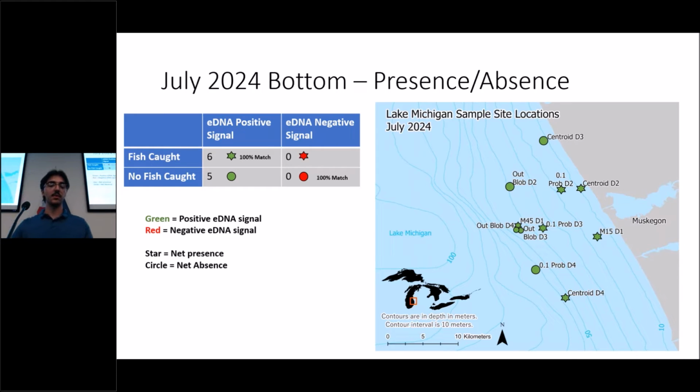Moving to the bottom samples, here we have 6 instances where both fish were caught and positive eDNA signal was detected. There were 5 instances where no fish were caught and a positive eDNA signal was detected. One really important result of this study was that out of all the samples from July 2023 and July of 2024, there were no instances where we caught fish but didn't detect the presence of alewife with eDNA.